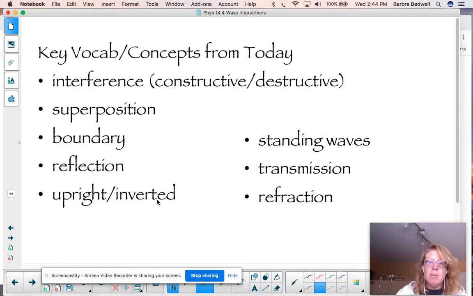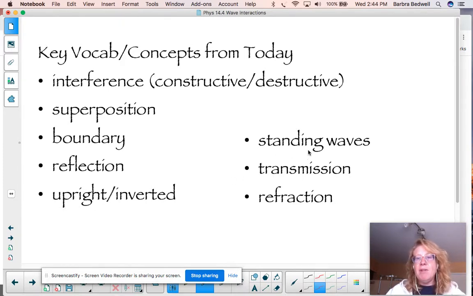Then we have the idea of what happens when waves interact with boundaries. So those boundaries could be a hard boundary. It could actually be any kind of boundary, but anytime a wave hits a boundary, it will reflect at least partially. Even if it's a soft boundary, it'll reflect back partially. The idea about upright or inverted, again, if it's hitting a hard boundary, it's going to reflect inverted. If it hits a softer boundary, it'll reflect back upright.